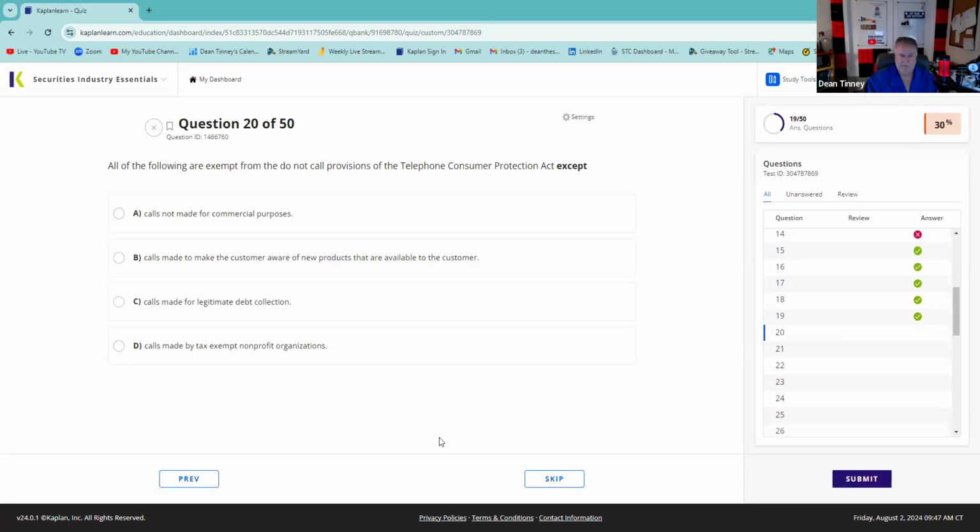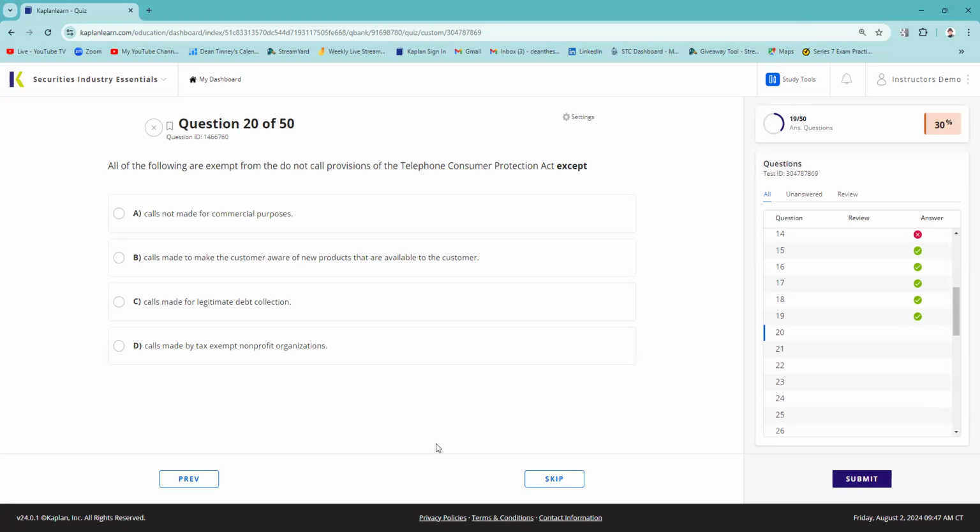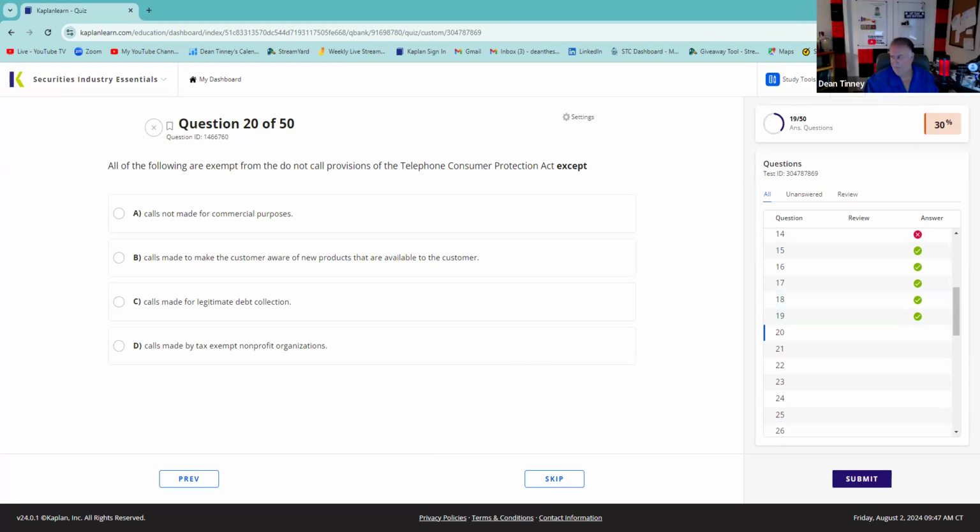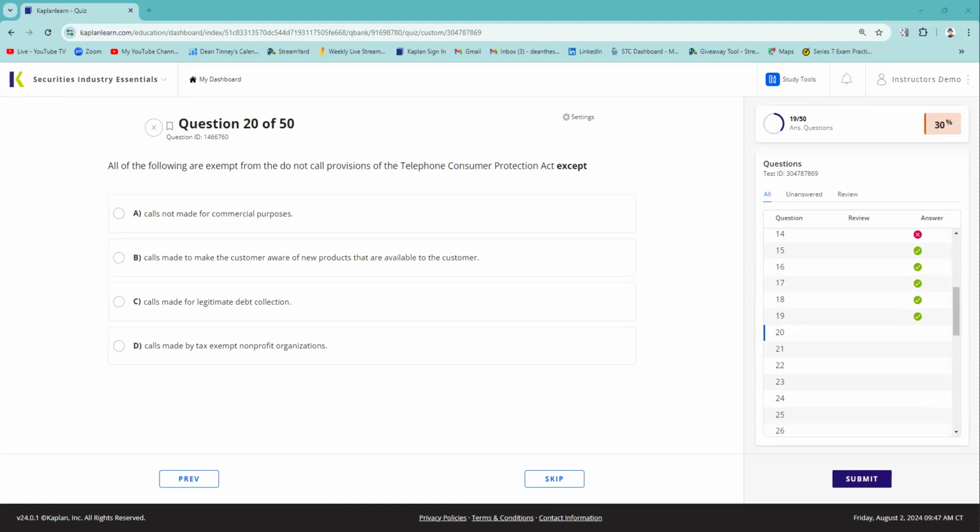All the following are exempt from the do not call provisions of the Telephone Consumer Protection Act, except. So one of these people is going to have to comply with the Telephone Consumer Protection Act. Calls not made for commercial purposes.